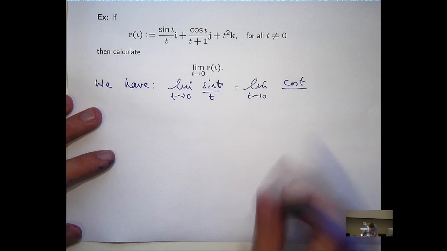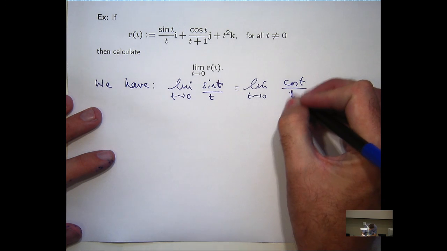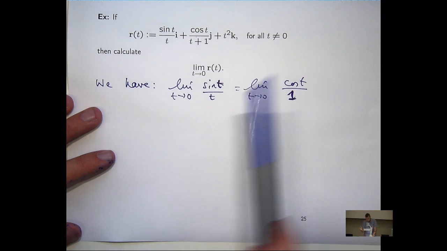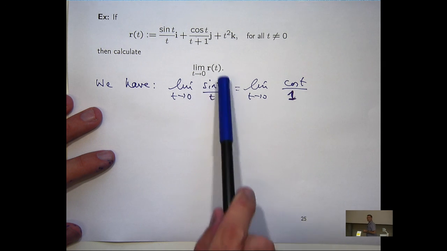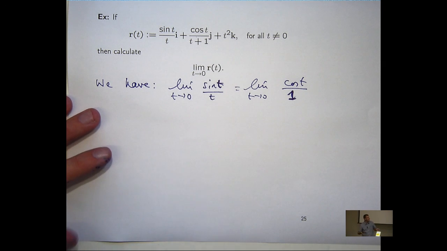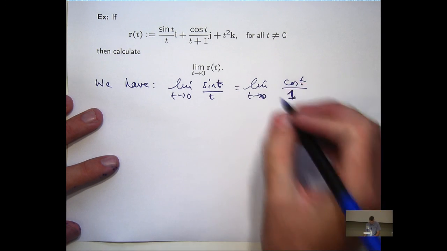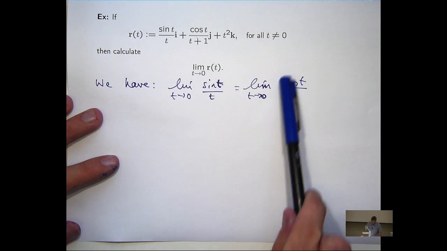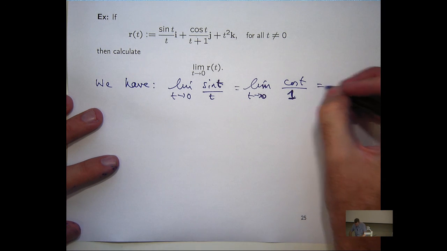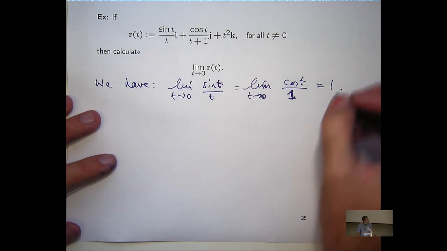The derivative of t is just going to be 1. Now, you differentiate each part individually. It's not like you're applying the quotient rule here. And if I look now, well, the limit of the top is going to be 1, so the limit is just 1.